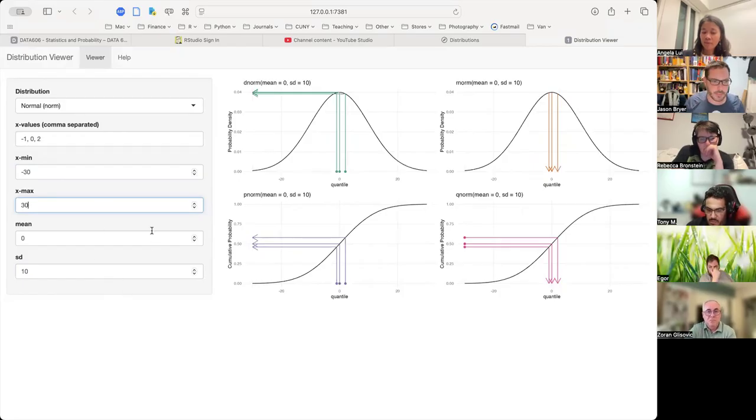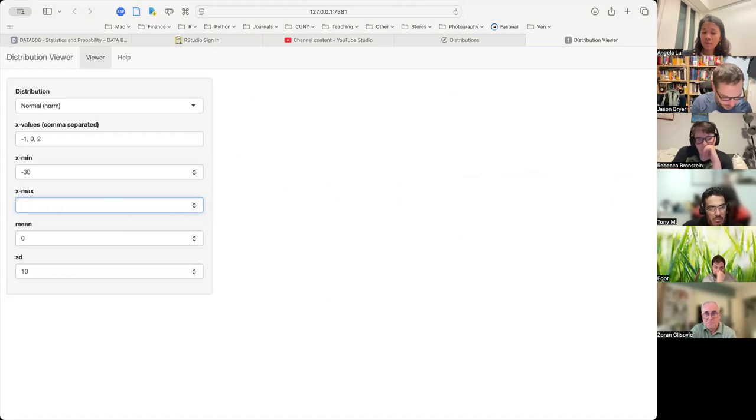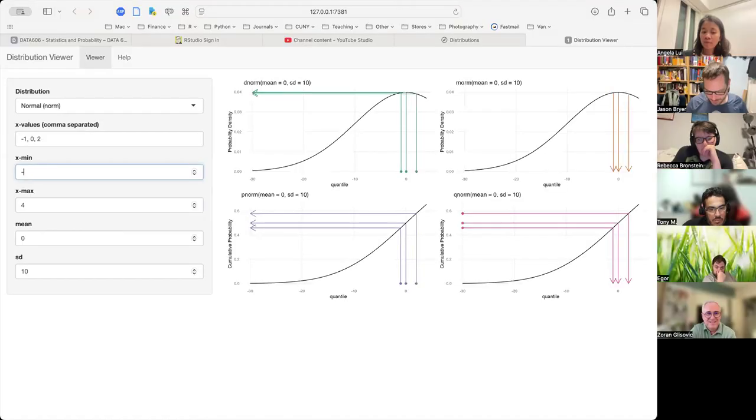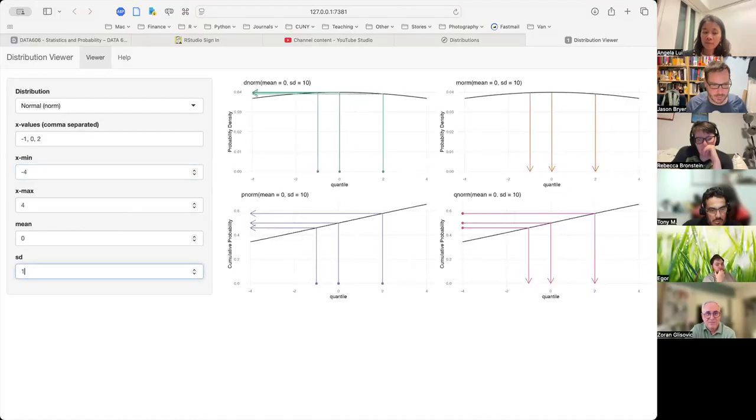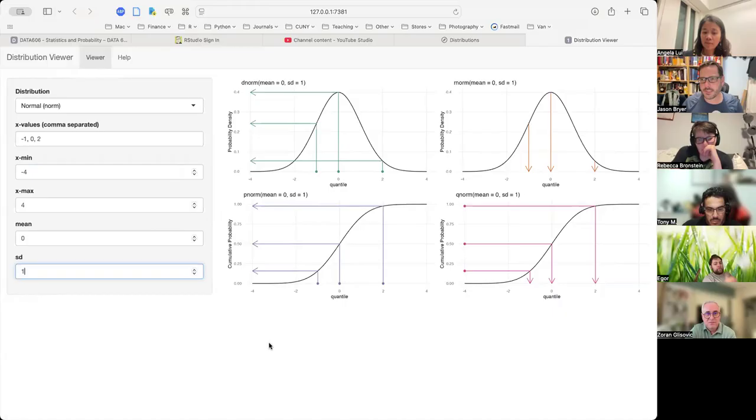So we can tweak this stuff here in the app. But now that I did that, I want to go back to the standard norm. And so I need to make that 1. Okay. So here's the standard normal distribution.